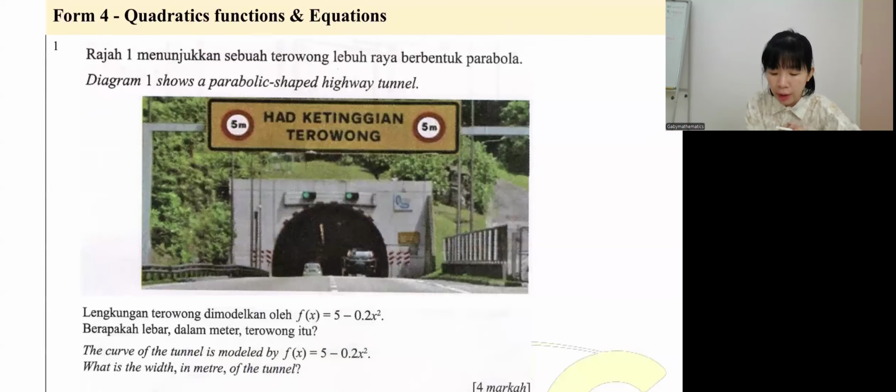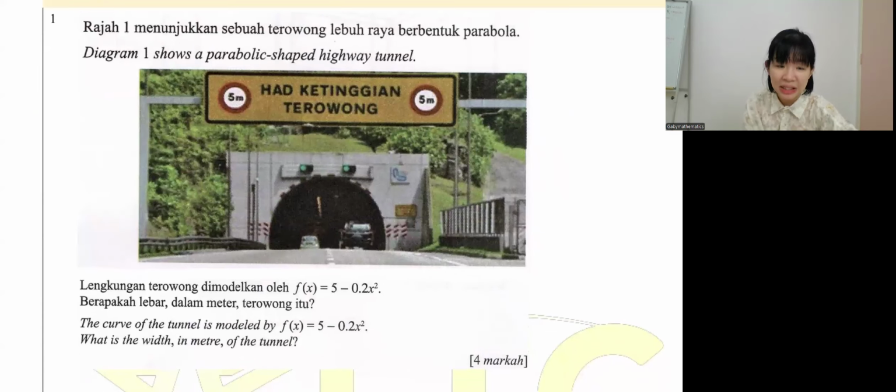Diagram 1 shows a parabolic shape of a highway tunnel. So this is a tunnel. The curve of the tunnel is modeled by f(x) equal 5 minus 0.2 x squared. So for this tunnel, they use a quadratic function to represent it. At the end, what is the width of the tunnel in meters? Lebar dalam meter. So at the end, we need to find the width here. This is the question.